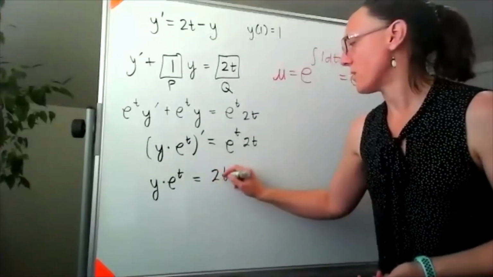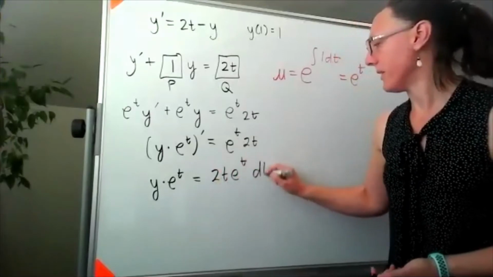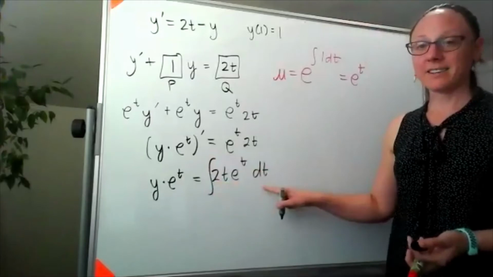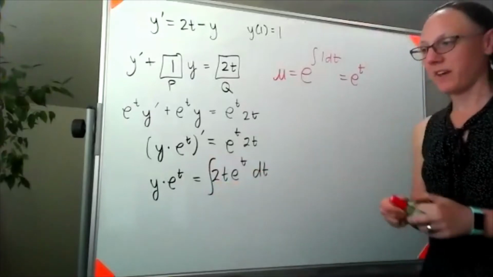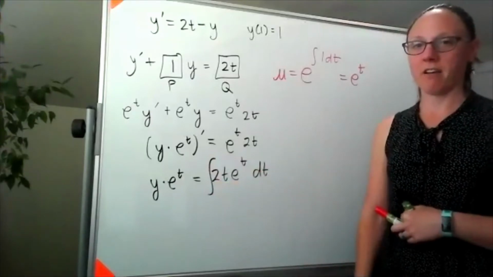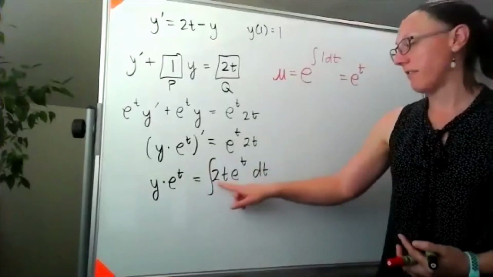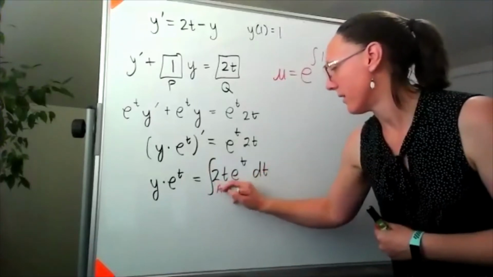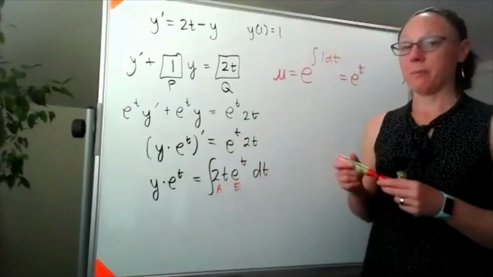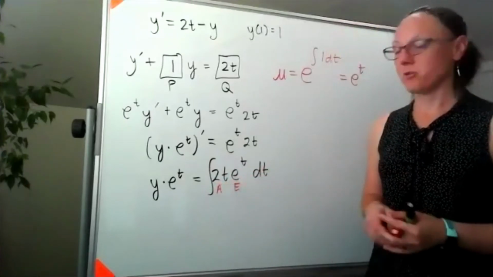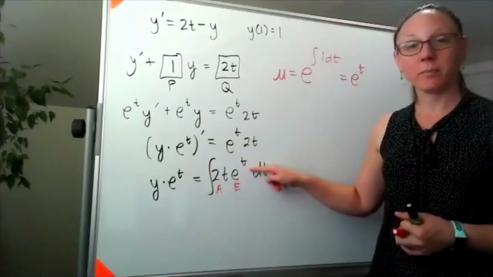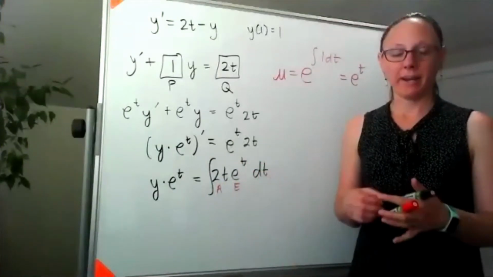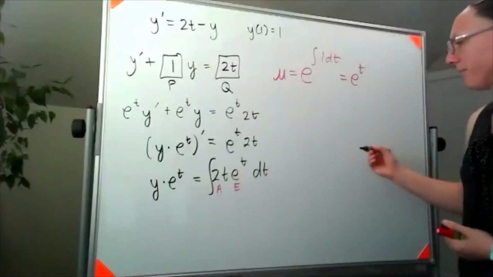So I've got 2t e to the t dt. This, if I walk up to it, I'm thinking, is it algebra, trig, or a mixture of stuff? Well, it's a mixture of algebra and an exponential function. I'm going to do a quick check for a U-substitution. If that had been t squared up there, then that U-sub would have popped out. It's not, it's just a t. I'm going to have to integrate by parts.